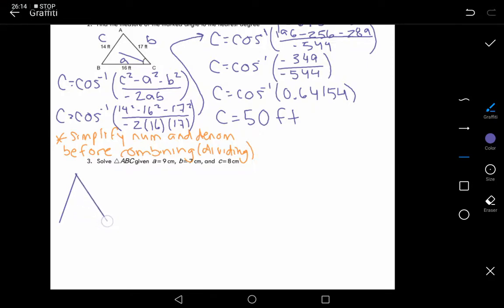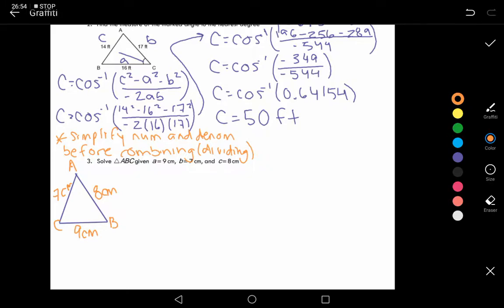Again, it doesn't have to look like anything in particular, just has to be a triangle. Once you have that drawing, you want to label your sides. So I'm going to start by labeling my angles, A, B, C. It doesn't matter how you label it as long as you label the side lengths across from the angle. So my side length A was 9 centimeters, my side length C was 8 centimeters, and my side length B is 7 centimeters. Right away we can see we have all three side lengths.